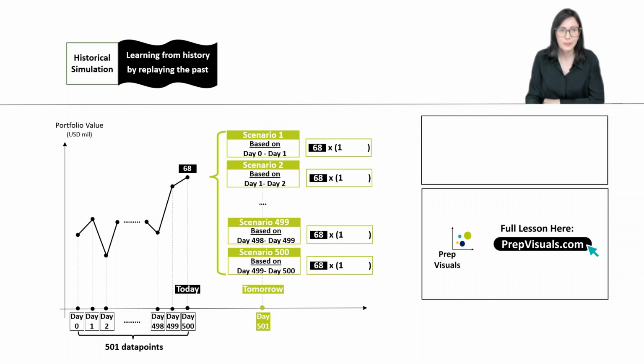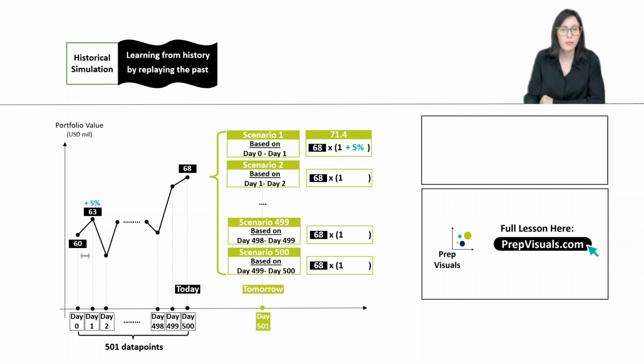Let me show you. As you can see, scenario 1 is based on what happened between day 0 and day 1. And let us assume that the portfolio value on day 0 is 60 and the portfolio value on day 1 is 63. And this would imply that during this time, the portfolio value has increased with 5%. So the first scenario in the simulation would imply that the value today will increase with 5%. And this would mean that the portfolio value would be 71.4.